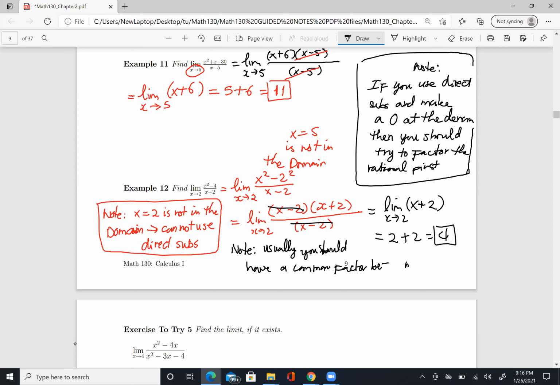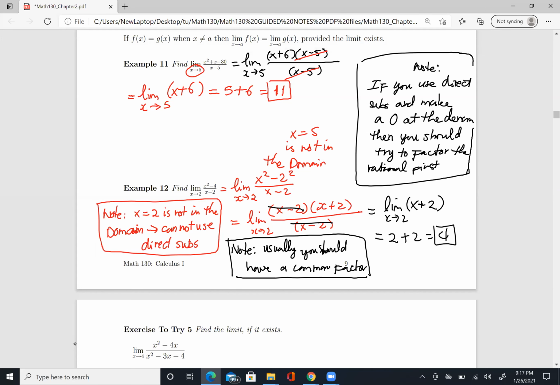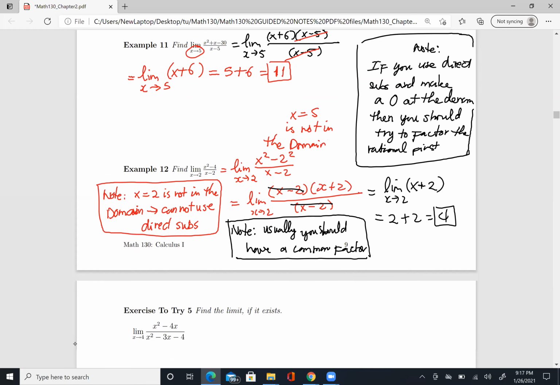Actually, I'm gonna leave that for you to know. So usually you should have a common factor between top and bottom, so you can cancel the bottom, and you can use a direct substitute later on. Other than that, you will get an undefined limit. Okay.